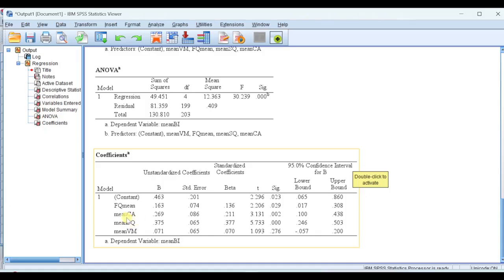For every change in service quality, the behavioral intention, the dependent variable, will change by 0.375. For value for money, the behavioral intention will change by 0.071. So here we can see that service quality has the biggest impact upon behavioral intention.